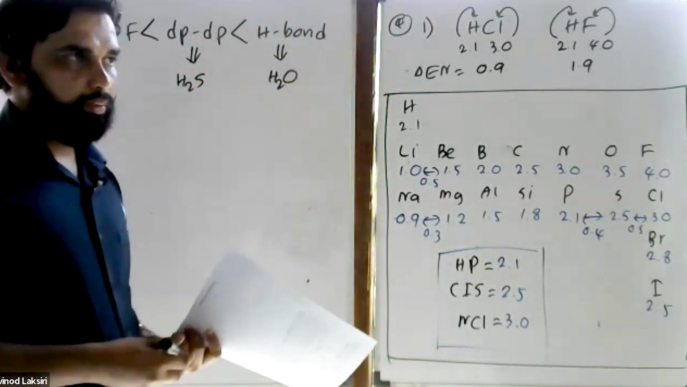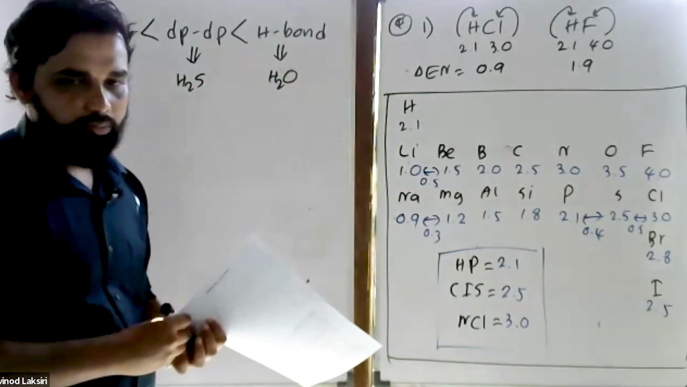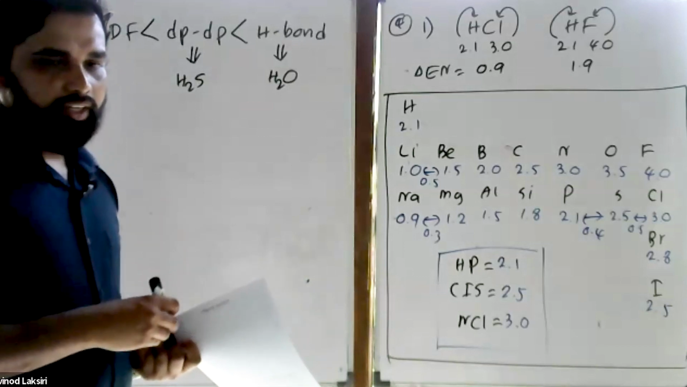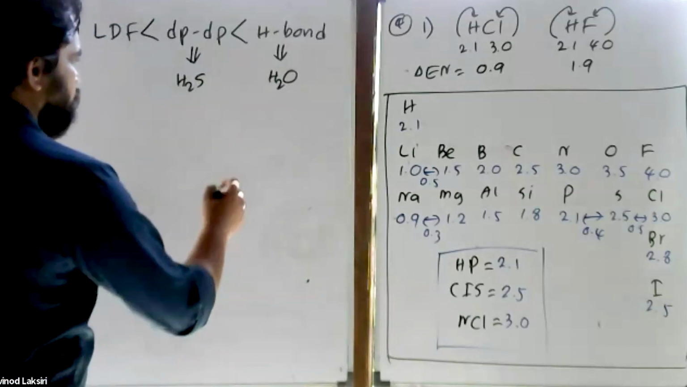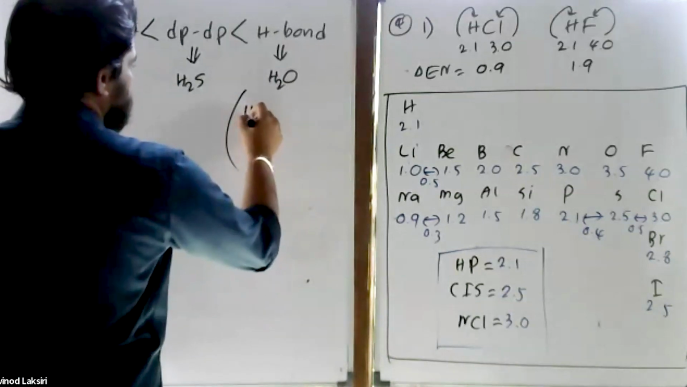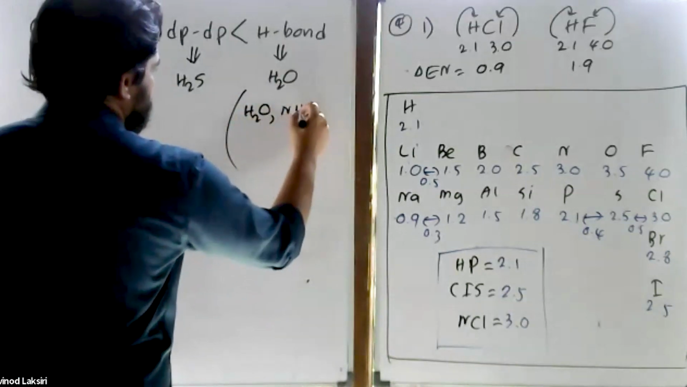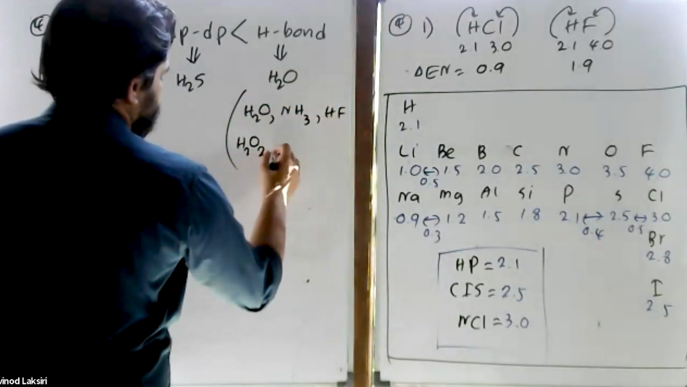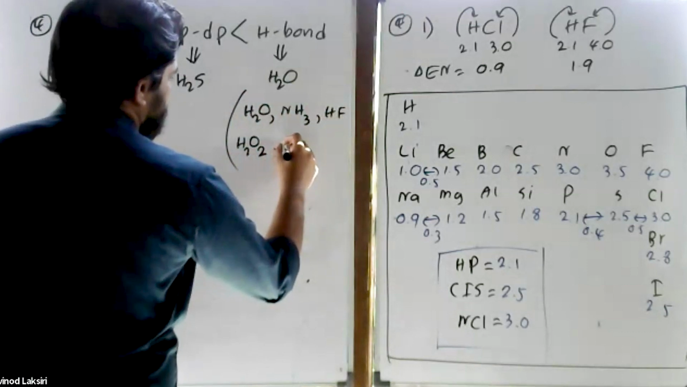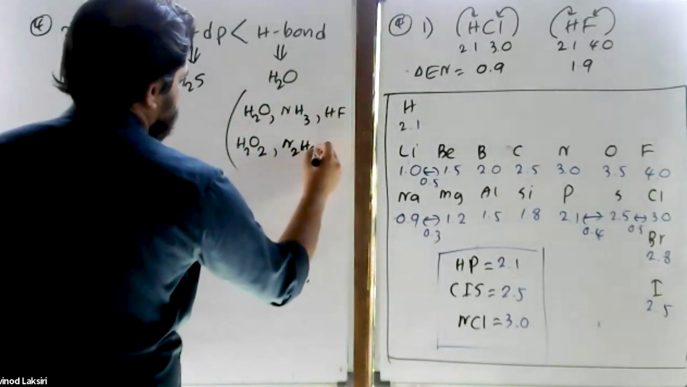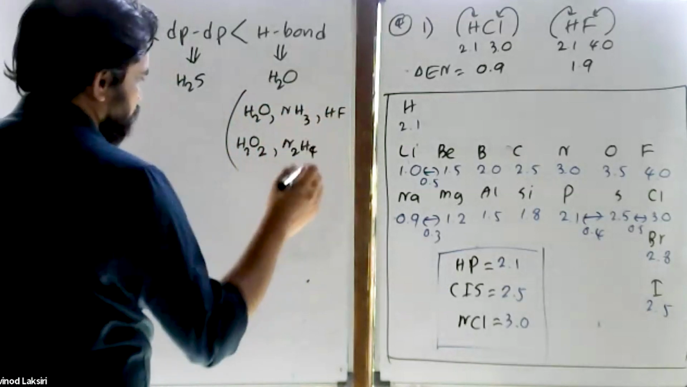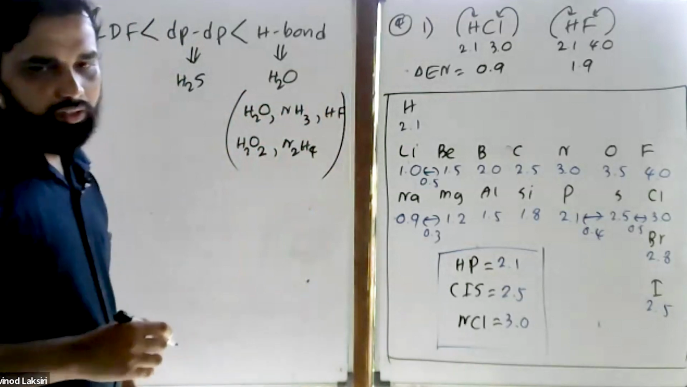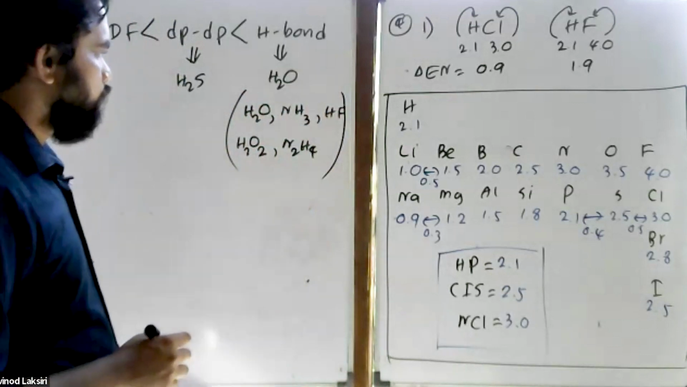What are the main examples of molecules having hydrogen bonds? Water, NH3, and HF. Right. So here I will write down examples: water, NH3, HF, H2O2, then N2H4. There are a lot of examples. Generally, mainly these are the main examples of molecules having hydrogen bonds.